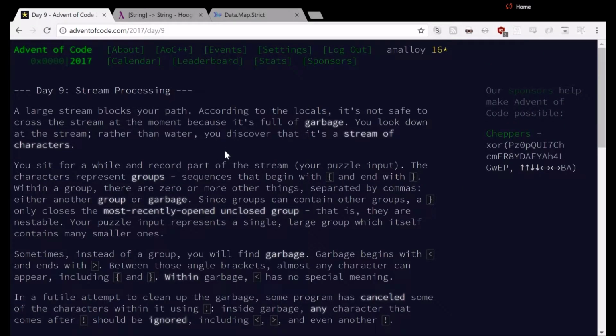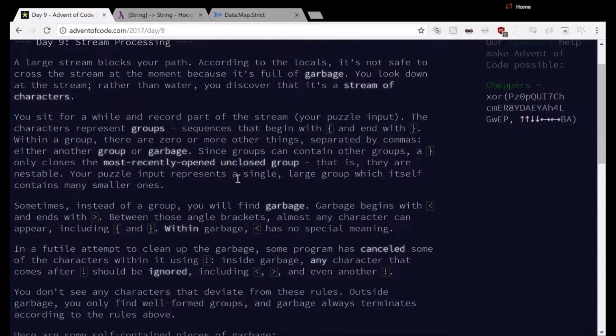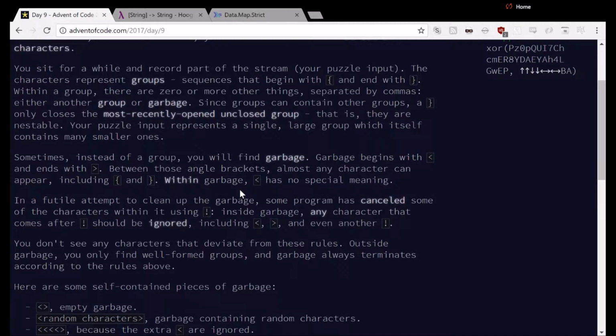Large string blocks your path. There's garbage everywhere. Stream of characters. The characters are groups, sequences with curly braces. Within a group there are some other things separated by commas, either another group or garbage. Okay, so this is balanced parens. Sometimes instead of a group, garbage begins with angle brackets. Okay. Got it.